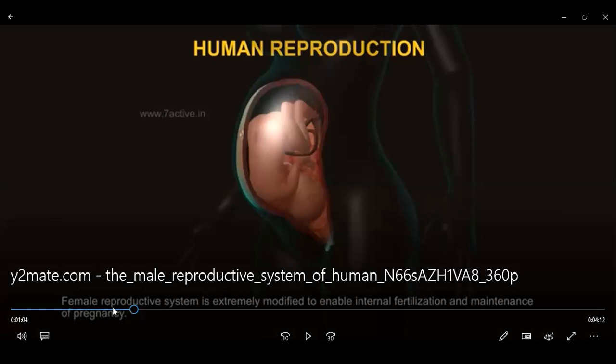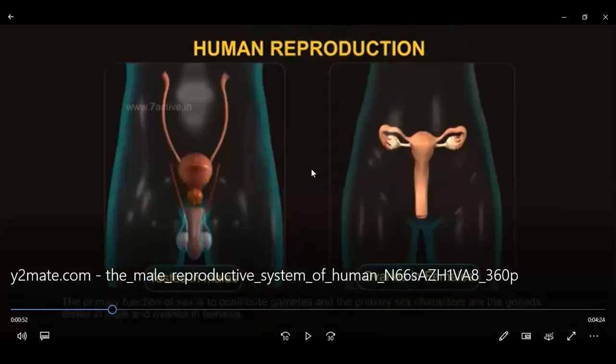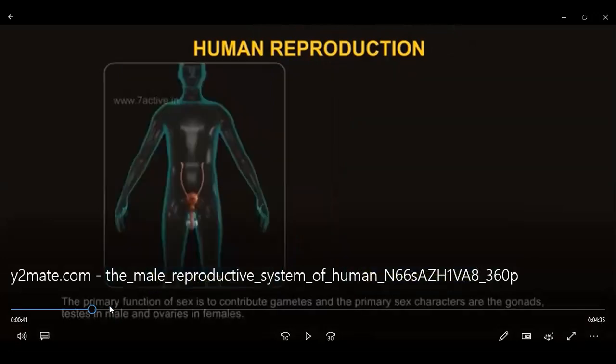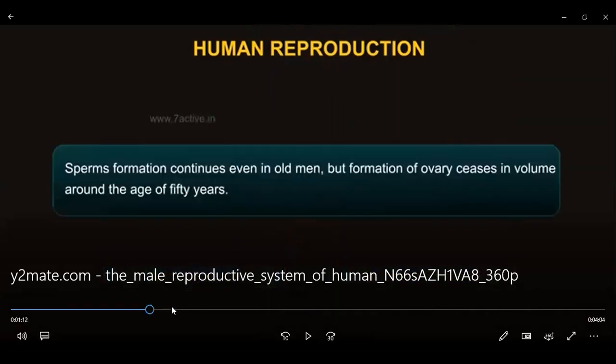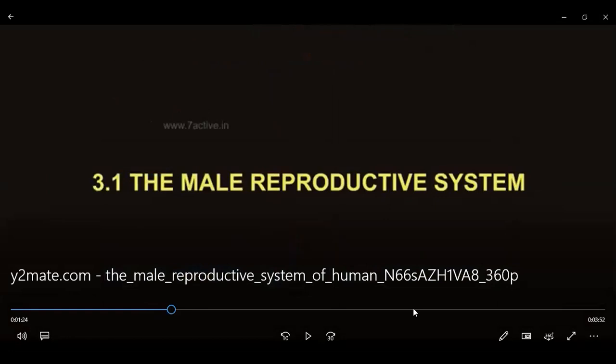And it basically was just comparing the two reproductive systems: the purpose of the female reproductive system is to be able to nourish the developing fetus for the 9 months, and the purpose of the male reproductive system is really to produce the male gamete and to deliver it to the female reproductive system. Let's continue the video.